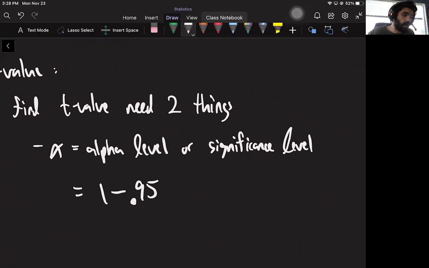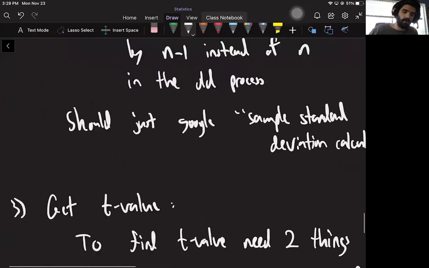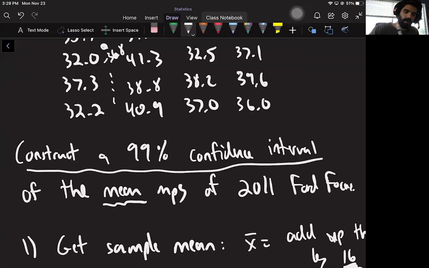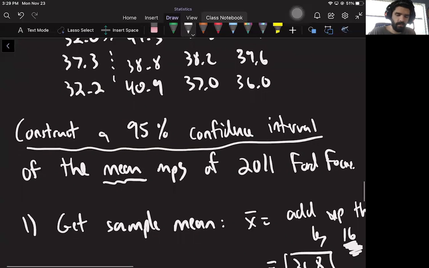Oh, this is a 99% confidence level. So I'm going to not use 0.95, I'm going to use 0.99. But the rest of the question, I used 0.95, so that's going to mess up my later calculations. So I'm going to cheat. I'm going to go back and I'm going to change the question. Let's construct a 95% confidence interval instead, so that all my calculations I preemptively did work.